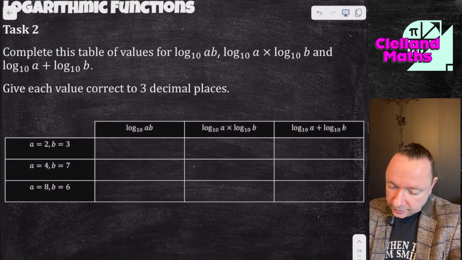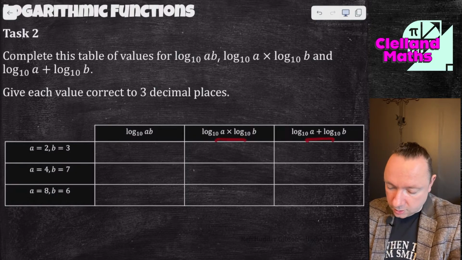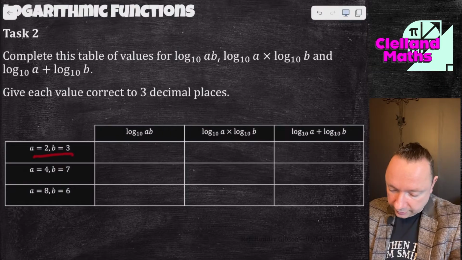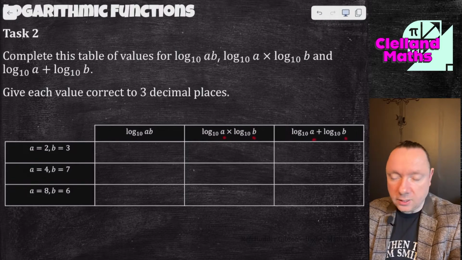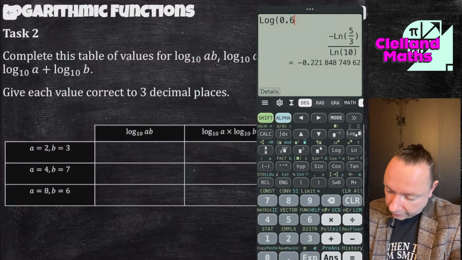Now, this is the second task I wanted to look at. I want to see if there's a relationship between times in logs and adding logs. So we've got some numbers here, and we have to work out log 10 of ab, log 10 of a times log 10 of b, and log 10 of a plus log 10 of b. Now you might not already know the answer because you've been taught it, but for the sake of this video, I'll show you anyway.